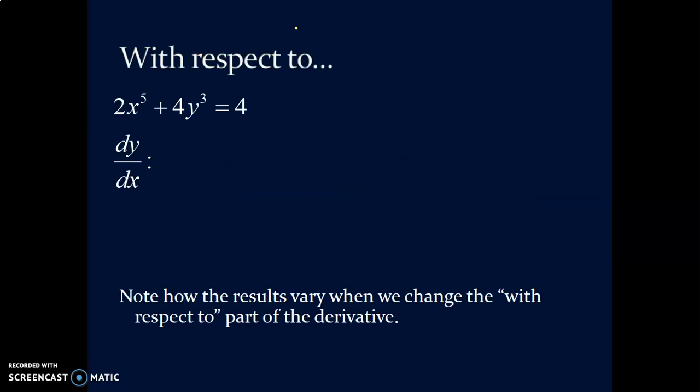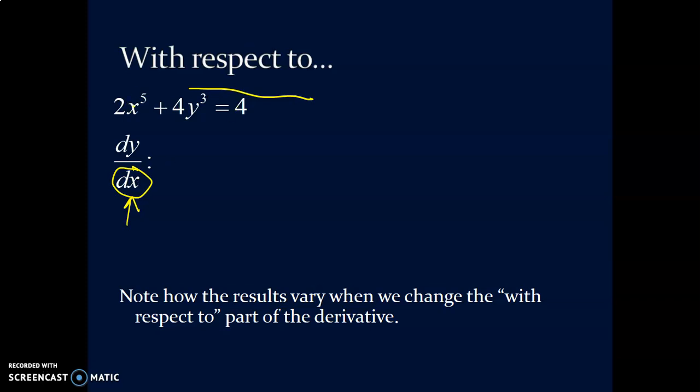The first thing we want to talk about is what you're taking the derivative with respect to. So if we start with this problem, 2x to the fifth plus 4y cubed equals 4, first we're going to look at dy/dx, and then we're going to look at dx/dy, and we're going to look at how they're related. If I want dy/dx, the variable on the bottom tells me what we're taking the derivative with respect to. So I need to take the derivative of each term with respect to x.